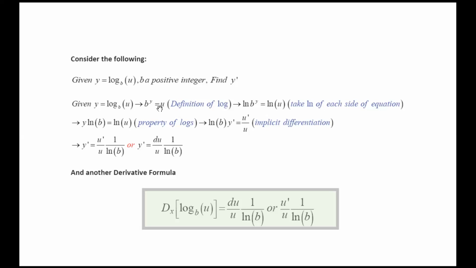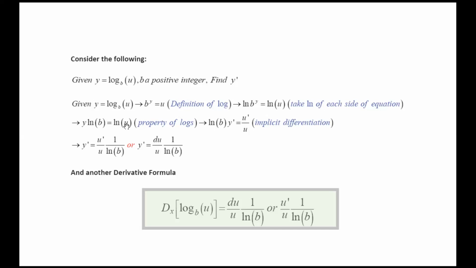Now, let's take the log of each side. The natural log of b to the y is this, and the natural log of u is this. We take the log of each side. Now we're going to use our property, which says that the natural log of b to the y power is y times the natural log of b. We'll just leave this alone. And now we're going to take the derivative implicitly. This, remember, is a constant, so the derivative of y is 1, put a y prime with it. So that's the derivative of this.